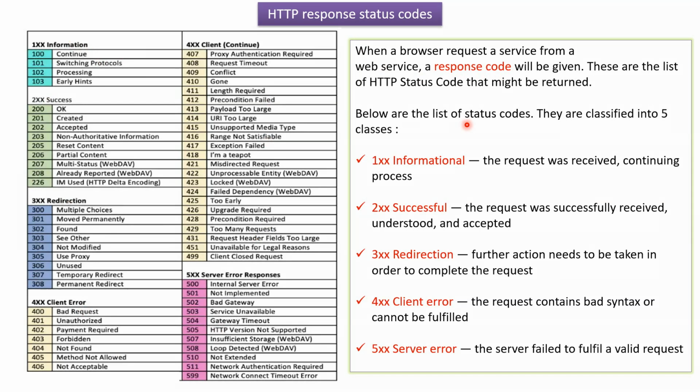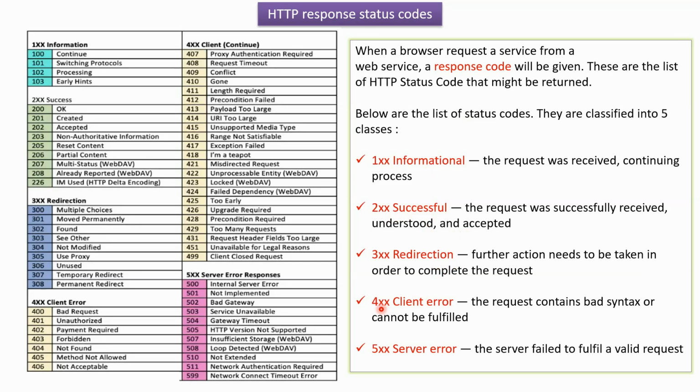The status codes are classified into 5 classes. First one is 100 series, which is informational. The request was received, continuing process. The second one is 200 series, which is successful. The request was successfully received, understood and accepted. The third one is 300 series, which is redirection. Further action needs to be taken in order to complete the request.